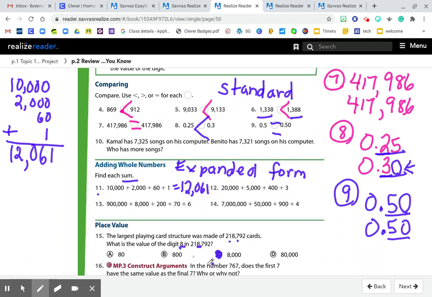And down the bottom here is which 7, do these 7s have the same value? No, of course not, because that's 700 and this is 7 ones. So 700 has a higher value than 7 ones, even though they're the same digit.